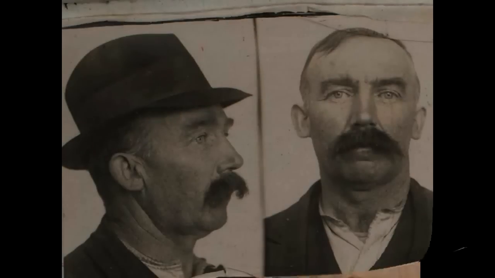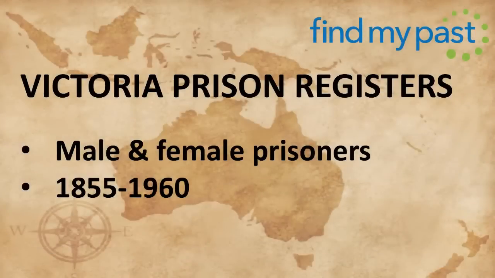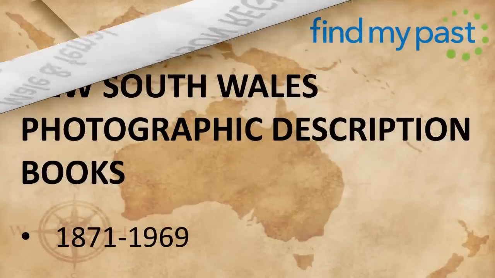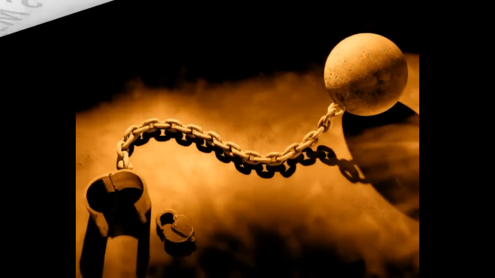The Victorian prison registers include records for male and female prisoners and cover the years 1855 through to 1960, whereas the New South Wales Jail Photographic Description Books cover the years 1871 through to 1969. Findmypast has millions of crime and convict records for Australia, including many records for convicts, or as we like to refer to them, Australian royalty. Many of our convict records include the transcription and the original image.